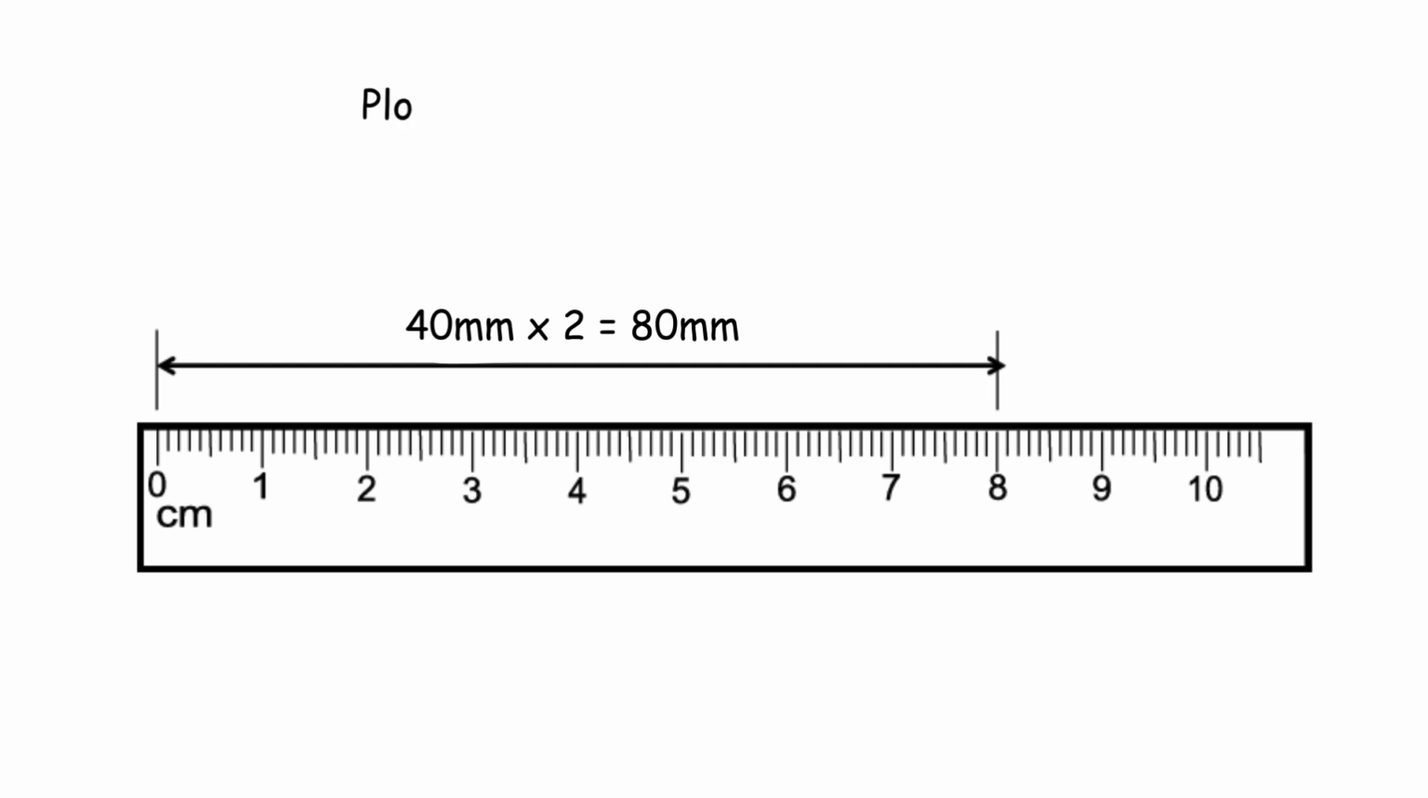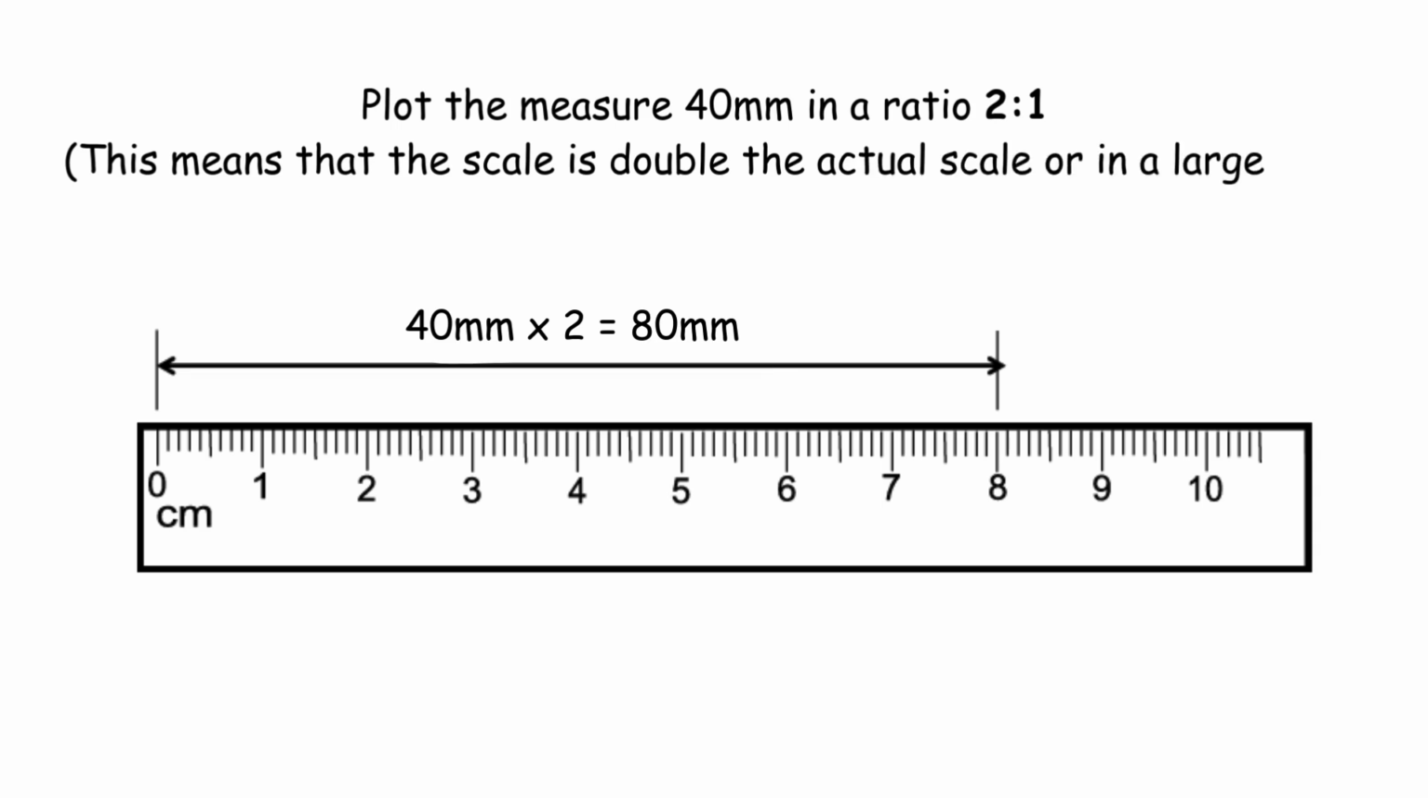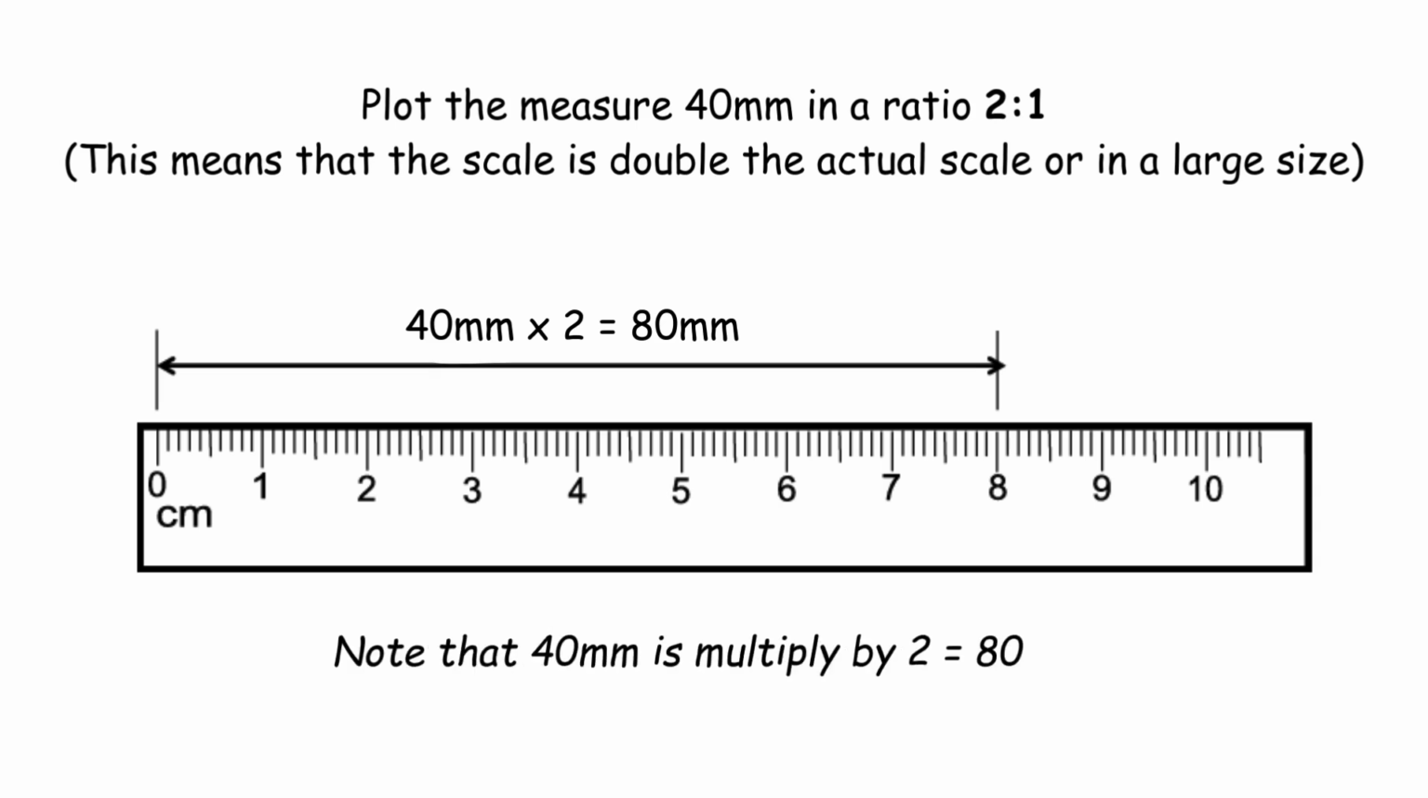Next, we have an example in a ratio of 2:1, or enlarged scale. Plot the measure 40 millimeters in a ratio 2:1. This means that the scale is double the actual scale or in a large size. Note that 40 millimeters is multiplied by 2, and that is equal to 80 millimeters, as shown in the given figure. Remember, multiply 40 millimeters by 2, and that is equal to 80 millimeters.